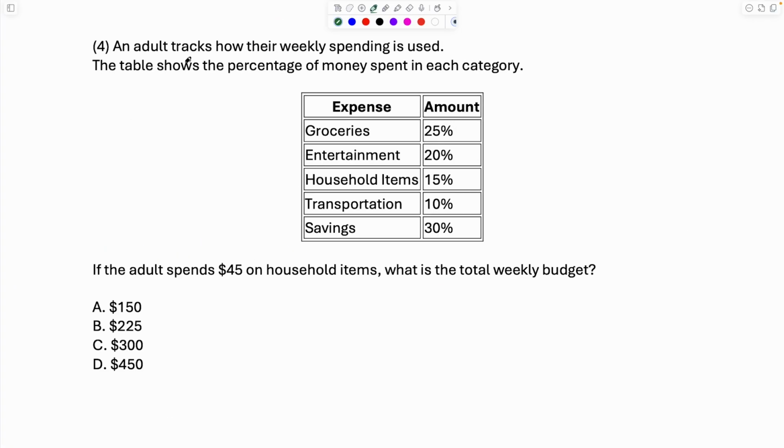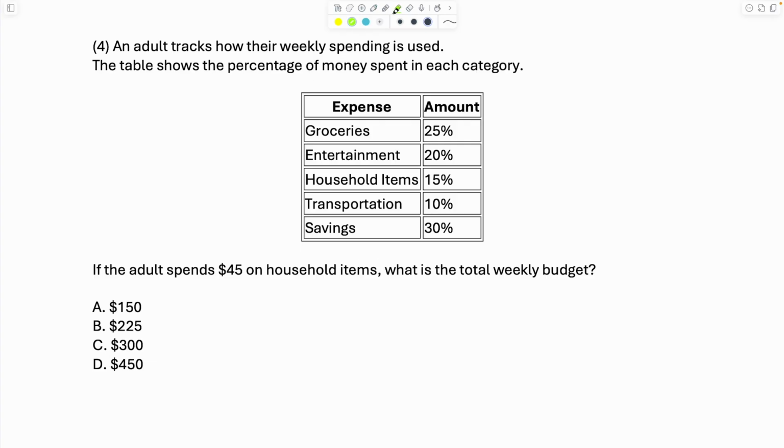Question 4: an adult tracks how their weekly spending is used. The table shows the percentage of money spent in each category. So we have this table here, and we have expenses on the left: groceries, entertainment, household items, transportation, and savings. And on the right, we have the amounts in percent form. And now for the actual question: if the adult spends $45 on household items, what is the total weekly budget?